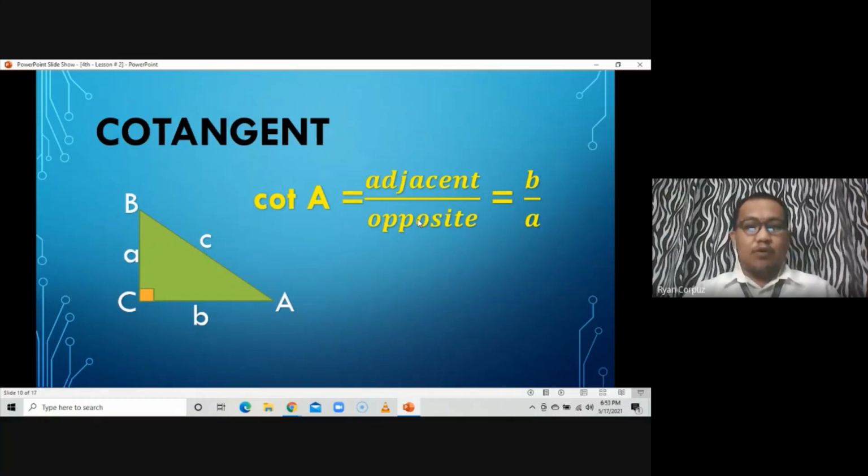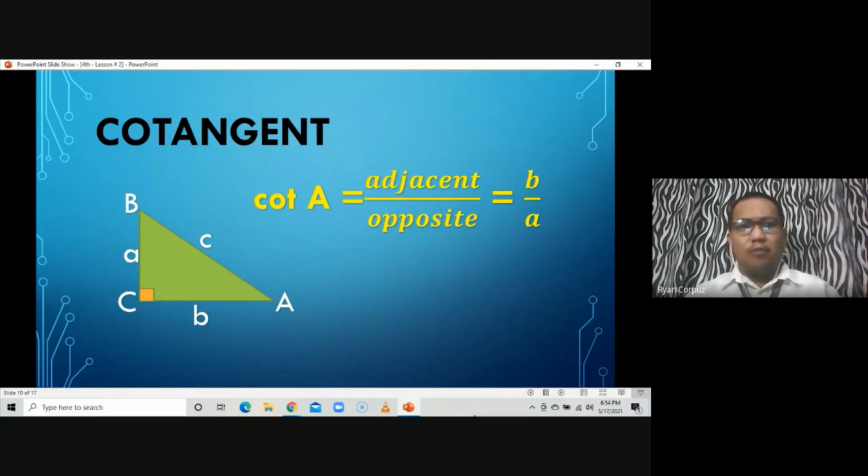So if we want to find out cotangent A with regards to angle A here in this given right triangle, and we apply adjacent over opposite, it should be B over the opposite side, which is A. That's why you come up with B over A as the ratio of cotangent A. That is by simply applying the trigonometric ratio for cotangent, which is equal to adjacent over opposite.